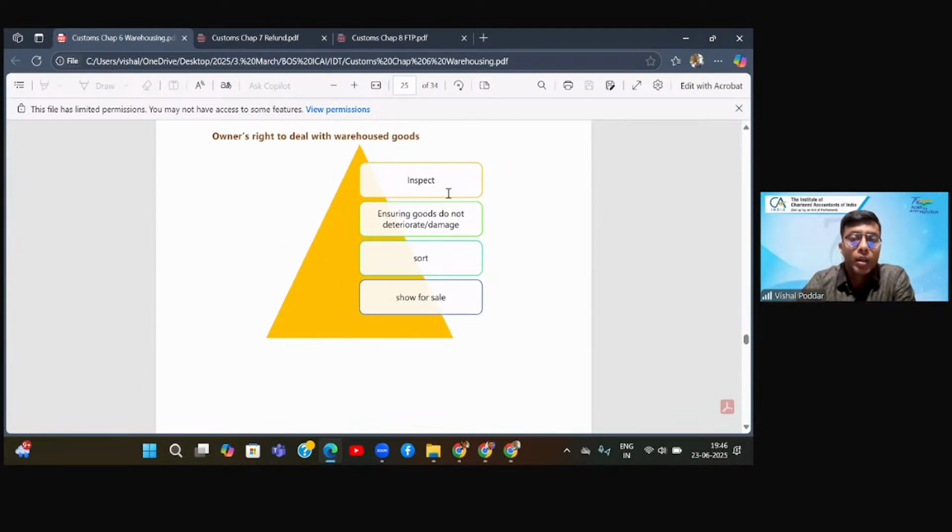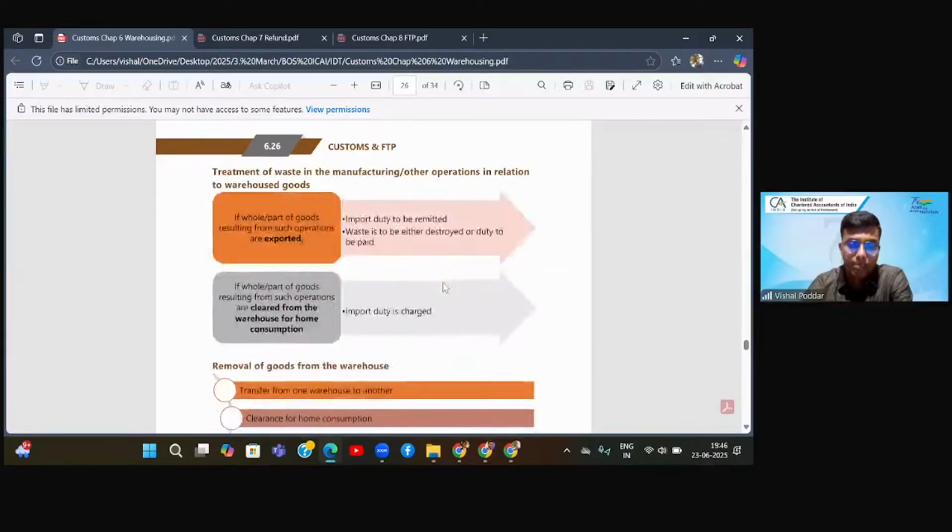Now, till the time your goods are kept in the warehouse, you have certain rights over those goods as an importer, as an owner. What are those rights? You can go and inspect the goods, whether the goods are in good condition. If they are getting deteriorated or damaged, you are allowed to change the packing, to do such things which will help protect these goods. Next, you are allowed to sort these goods, keep them in different places, and also you can bring your customers inside to show them the goods for future sale.